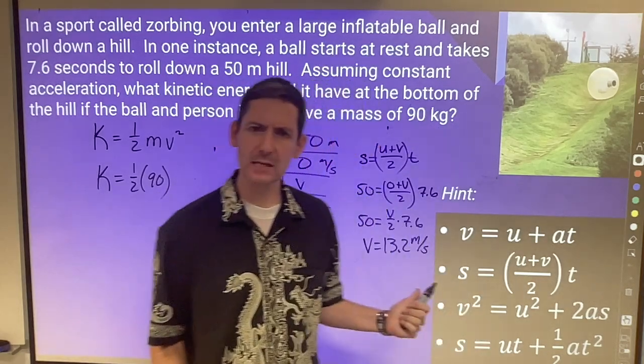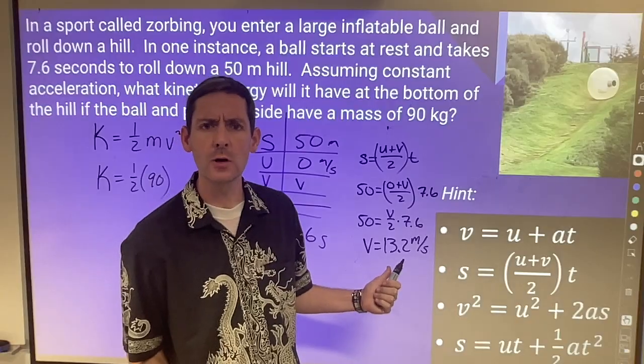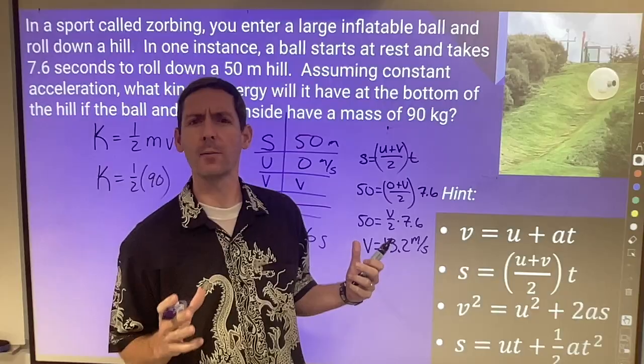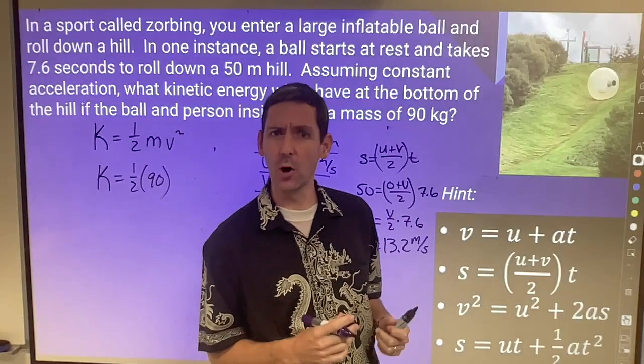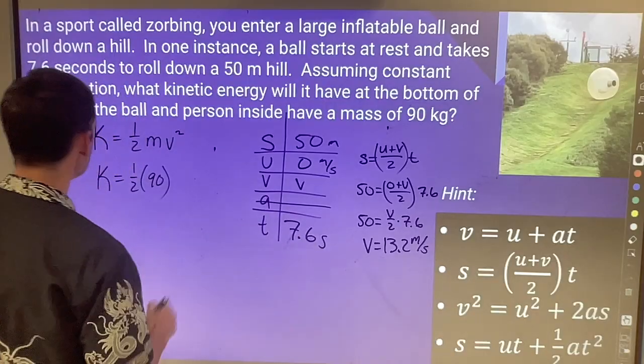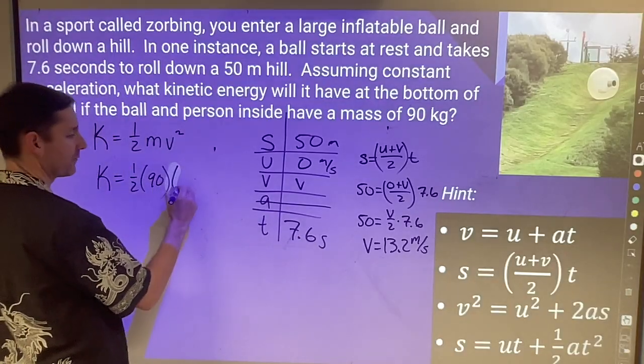And you may say, well, that's not very much. Actually, 13.2, I don't know off the top of my head, but that's pretty close to 40 kilometers an hour. That's pretty fast for a ball rolling down a hill with a person inside of it. All right, so 13.2, we'll go ahead and put that in for our velocity.